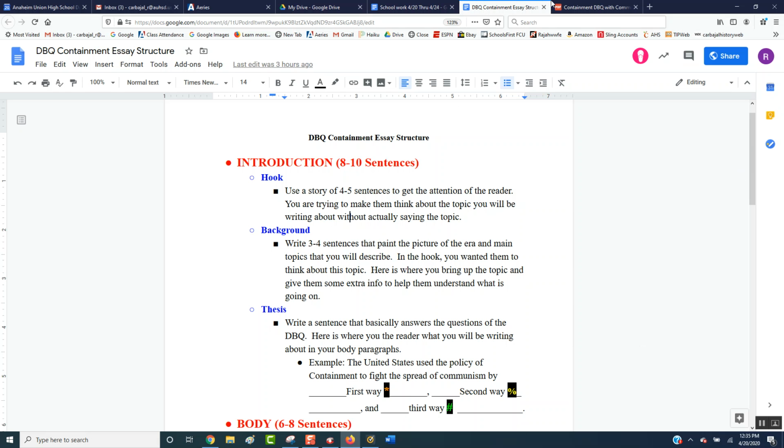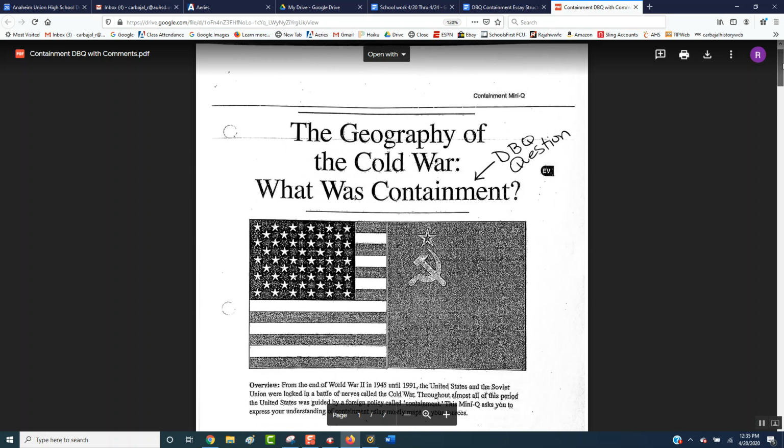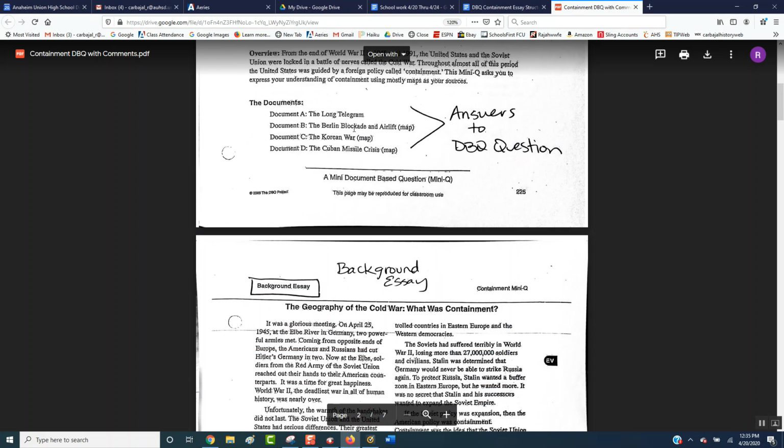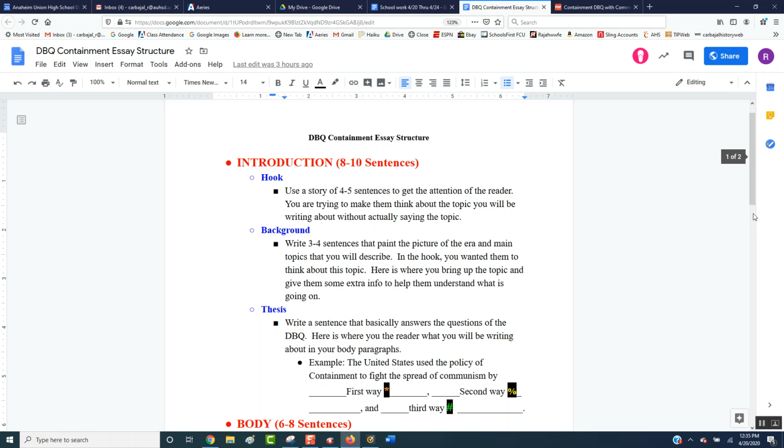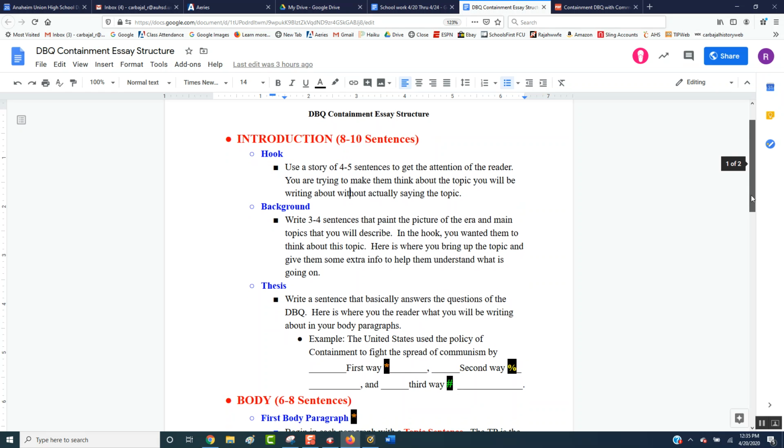Where do you get the three things? It's again from the containment DBQ, from the documents. So you're going to have to figure out a way to combine this and put them into your thesis, where you're telling me how they used containment to stop the spread of communism.